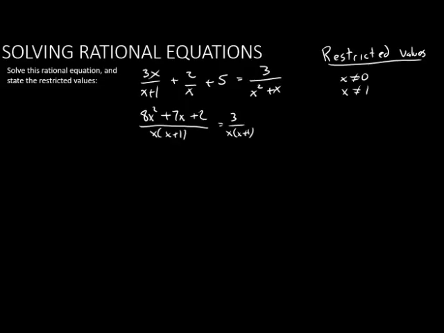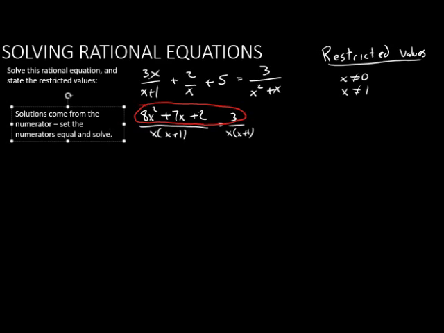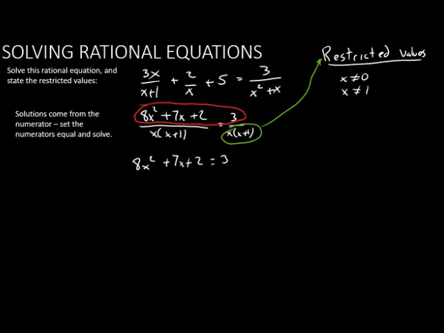Now, when we are solving a rational equation, remember that our solutions come only from the numerator. We can find our solutions by setting the numerators equal to one another and trying to solve. Remember also that the denominator was only good for giving us our restricted values. We already found the restricted values on the first slide, and there's nothing else we need to do with that at this moment. Therefore, our new equation will say 8x squared plus 7x plus 2 is equal to 3.